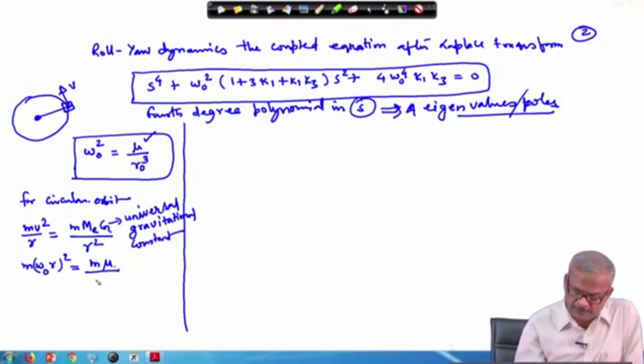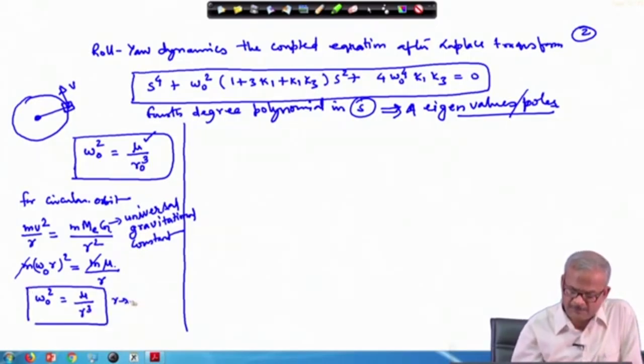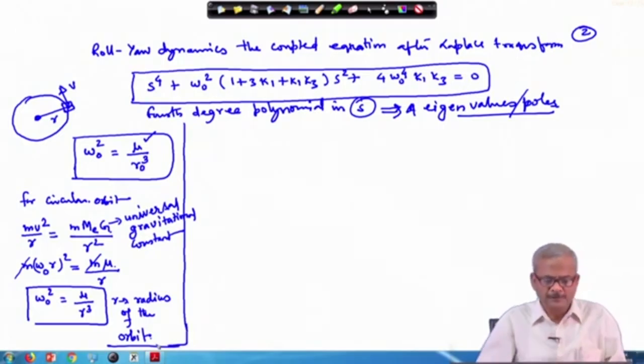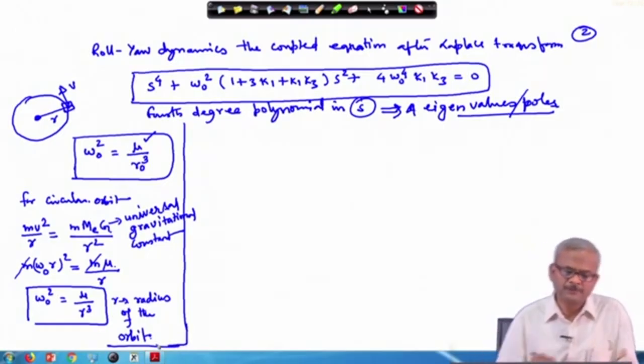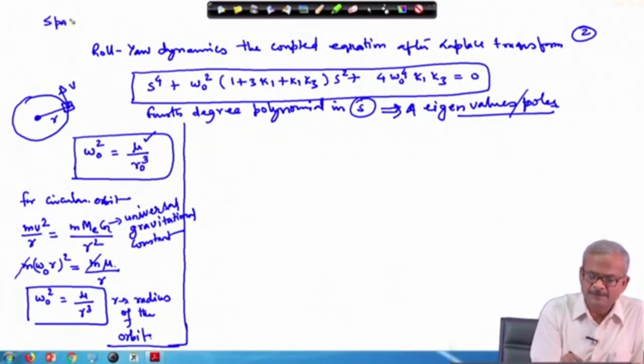Okay, so then this gets reduced to m mu by r, and we can cancel out here. Therefore, this gets reduced to omega 0 square equal to mu by r cube, where r is the radius of the orbit. If you want to learn in detail, look into the lecture notes on space flight mechanics on NPTEL.